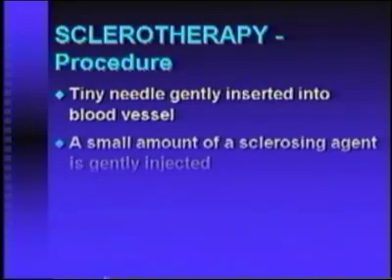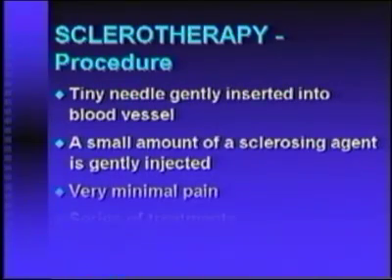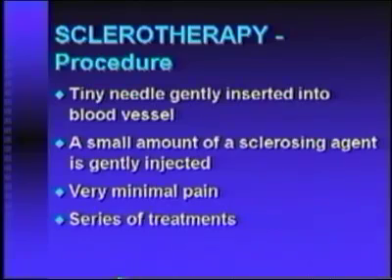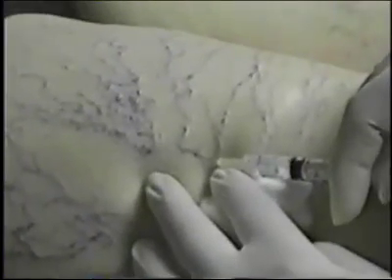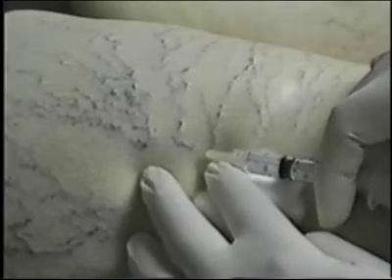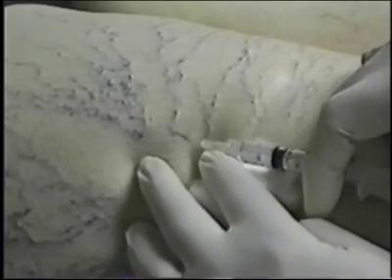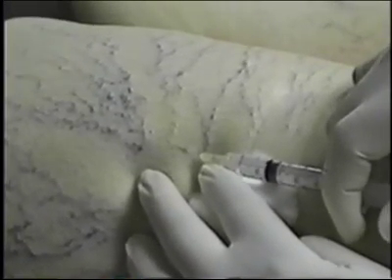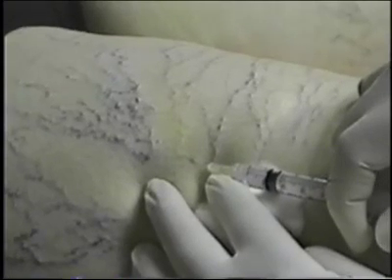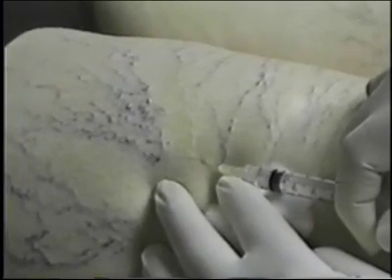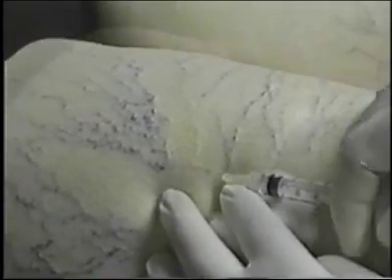A small amount of a solution called a sclerosing agent is gently injected. Very minimal pain is experienced. A series of treatments are usually necessary to achieve the desired results. The injection method is shown here. The vessels appear to vanish with each injection just like magic. However, it will actually take several months for these spider veins to disappear as the body slowly reabsorbs them.